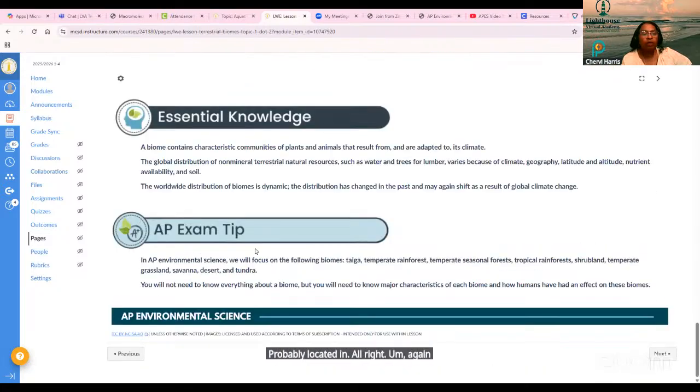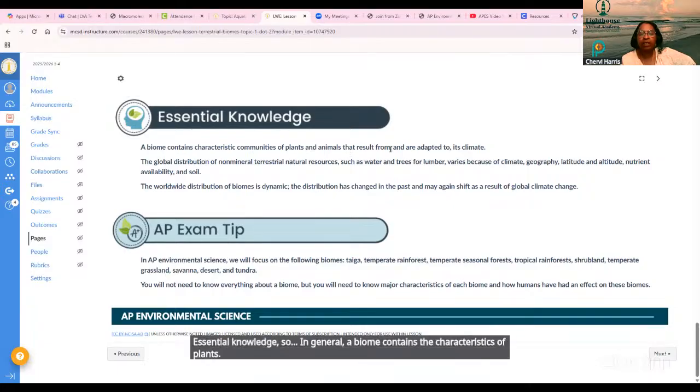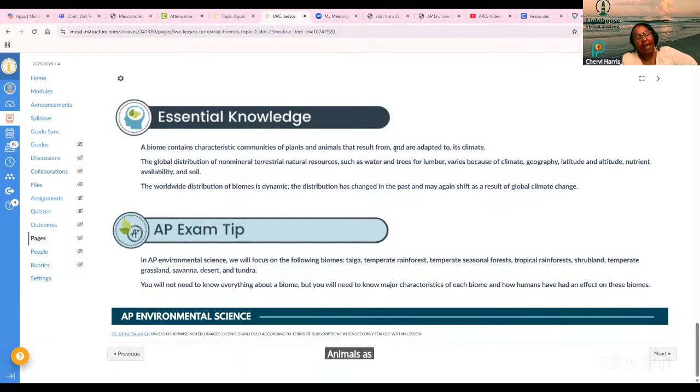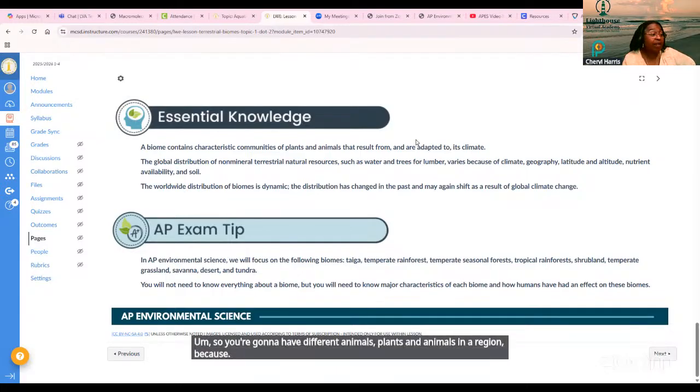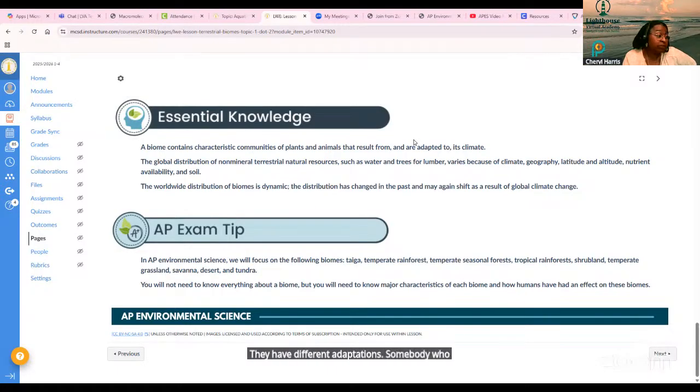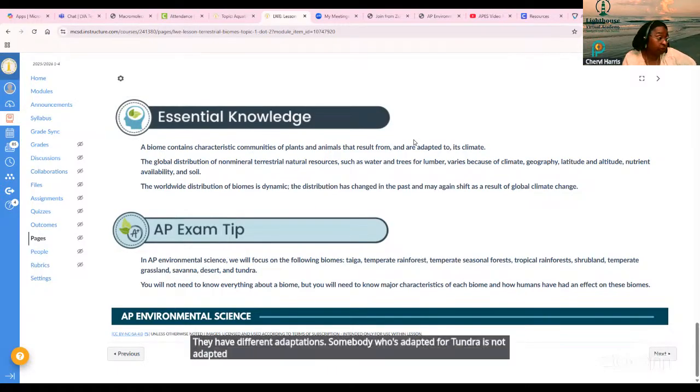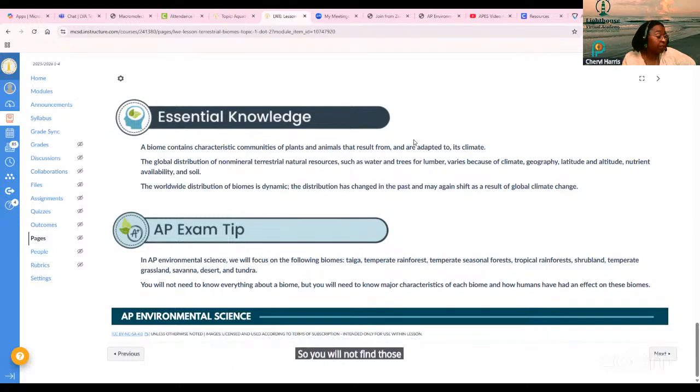Again, always look at the essential knowledge. So in general, a biome contains the characteristics of plants and animals as a result of being adapted to that climate. So you're going to have different plants and animals in a region because they have different adaptations. Somebody who's adapted for tundra is not adapted for the rainforest. So you will not find those same plants and animals in both locations.